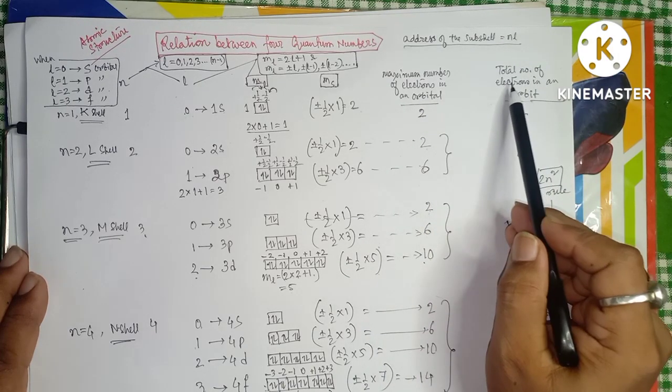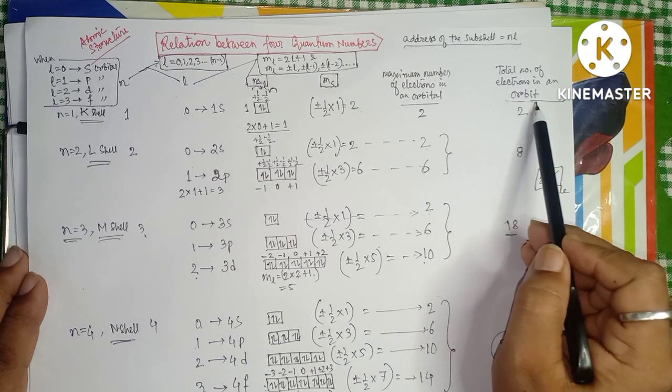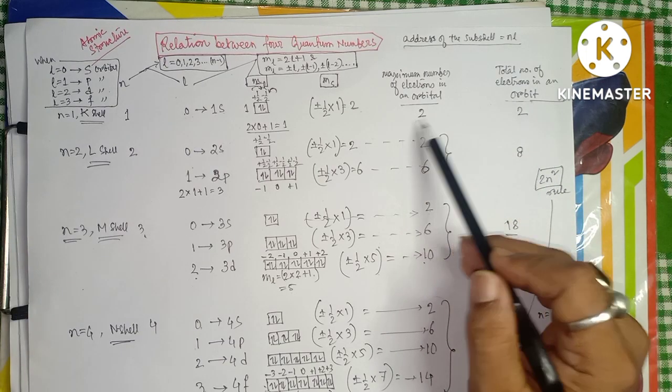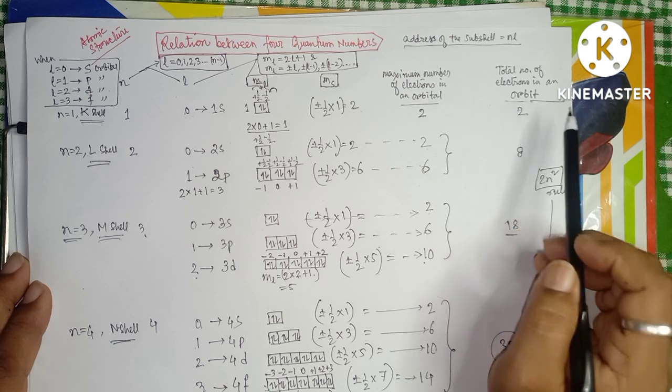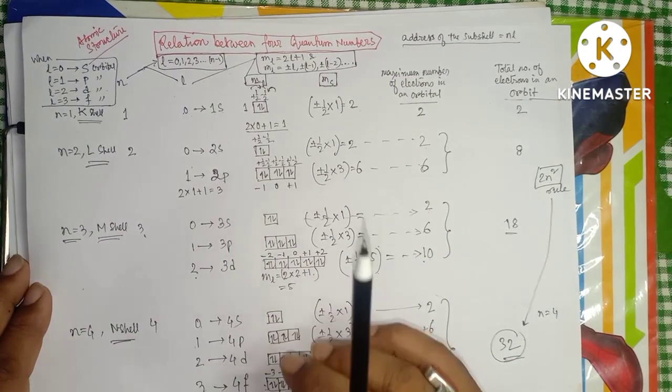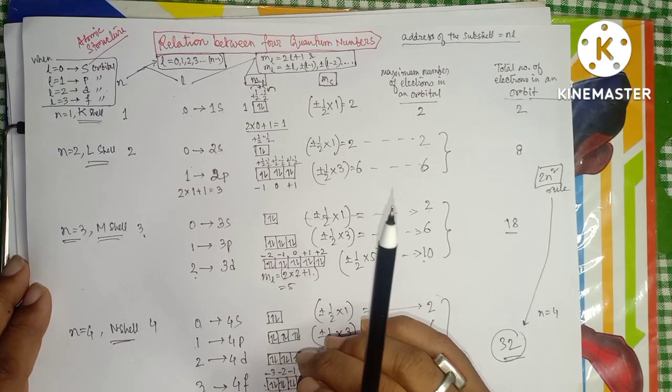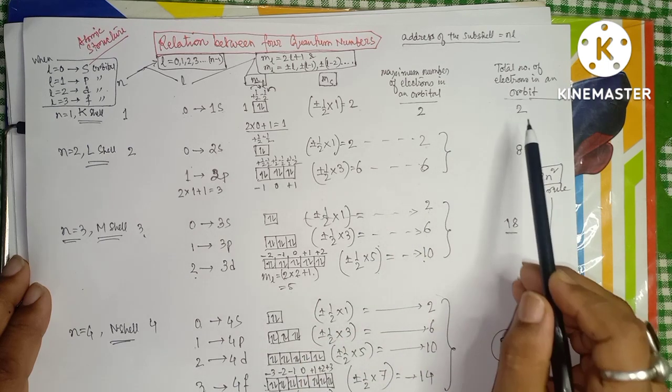Okay guys, total number of electrons in an orbit, there is no other part, so it should be 2. Okay, this is for the first orbit. That means in the first shell, that is K shell, the maximum number of electrons that may be present is 2.